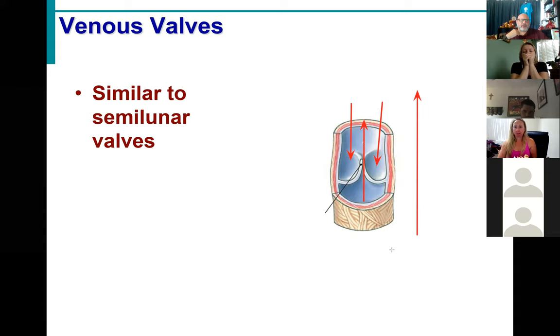Yeah, and it happens, I'm sorry. Go ahead. It happens with each contraction, right? No, not necessarily each contraction of the heart, but you are of the right idea. If we're able to build up enough pressure in this vein, we can push the blood forward. One of the ways we can do that is with the pressure changes from the heart. But remember, these are so far from the heart, they don't really feel that.